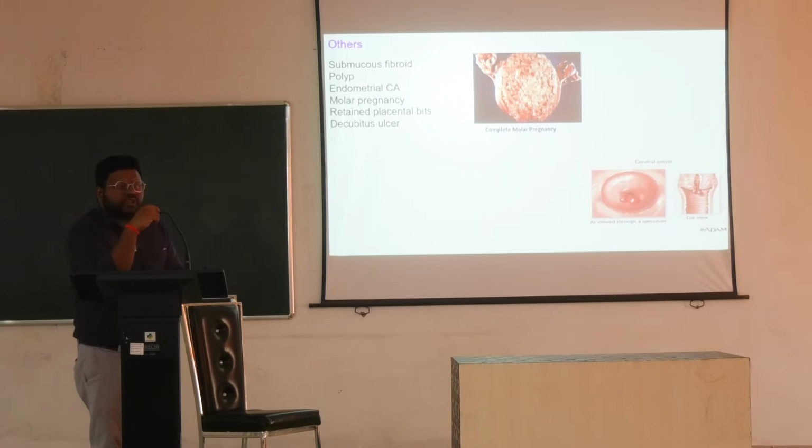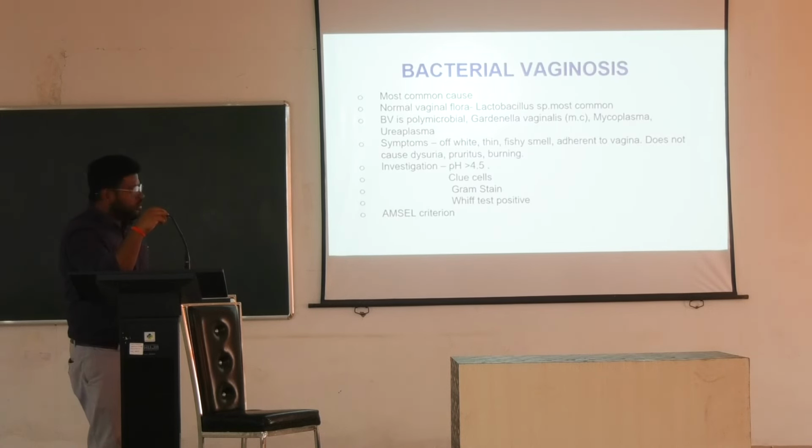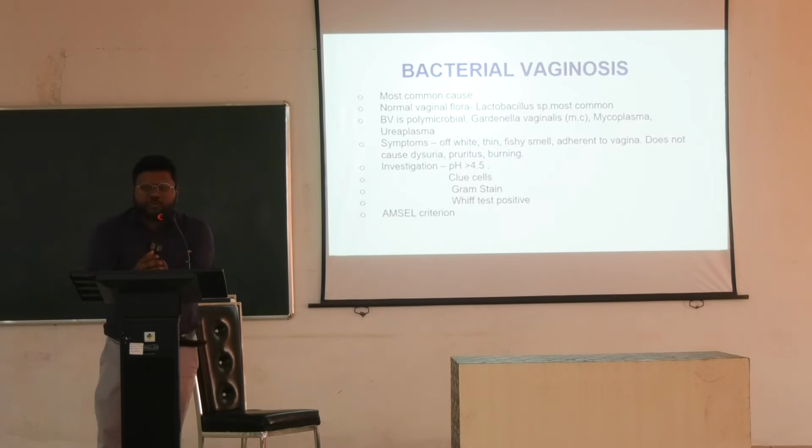Some uterine causes like fibroids, polyps, endometrial carcinoma, molar pregnancy, post-delivery, some placental bits left behind, retained bits of placenta, all of these may present to you as vaginal discharge. Okay, we'll discuss each topic in detail.